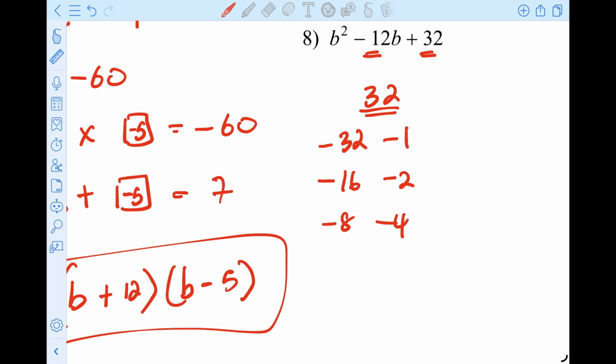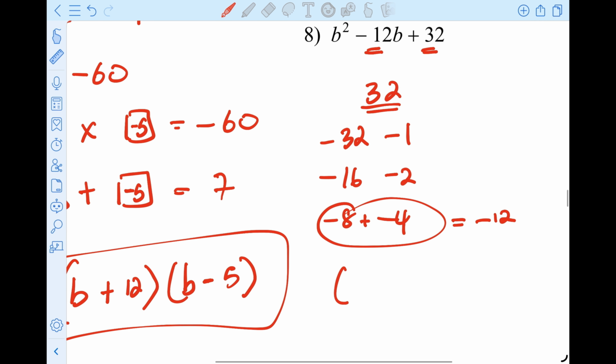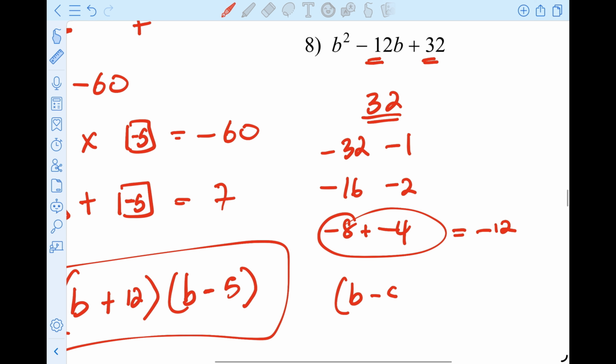And as you guys can see, I've identified -8 and -4. And when I add them together, I get -12. So my answer would be B minus 8, B minus 4.